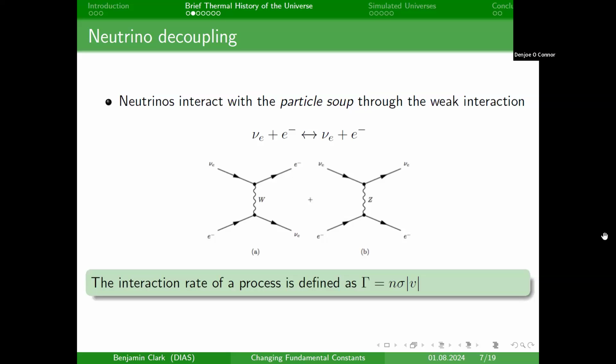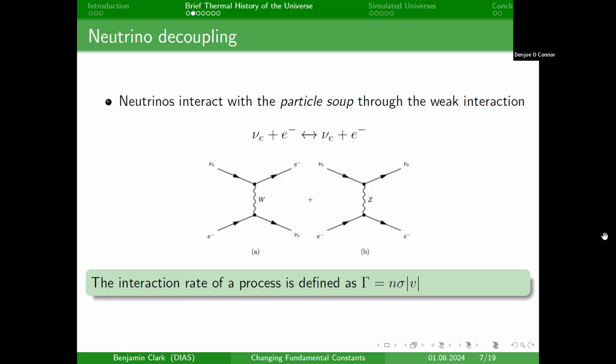After that, we come to neutrino decoupling. Neutrinos are also a fundamental particle, and they interact with the particle soup through the weak interaction. So they're not affected by the QCD phase transition. That's the weak interaction there, just a sample of it. The weak interaction is carried by W bosons and Z bosons. W bosons carry charge, whereas Z bosons are neutral. So when we're looking at certain processes, we're then interested in the interaction rate of each process.